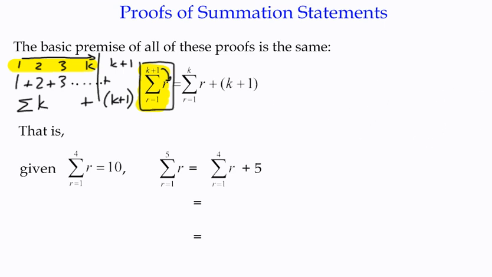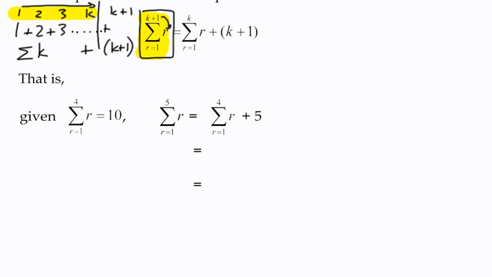Let's have a look at this one here. So if we're given, that's me just highlighting what we're just doing there. Given the fact that the sum of the first 4 terms is 10, then the sum of the first 5 terms is going to be the sum of the first 4 terms plus what happens when you put 5 into the expression r, which just gives us 5. We know that that's 10 plus 5, which is 15. Okay?